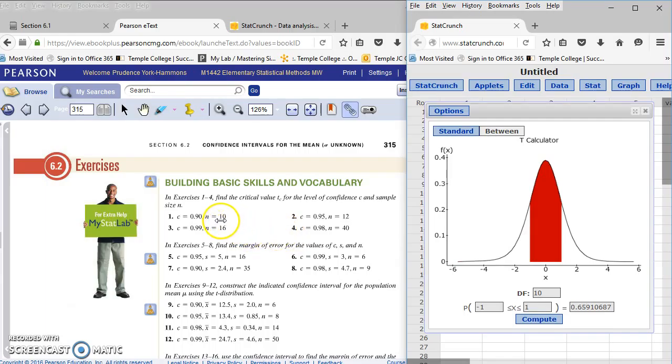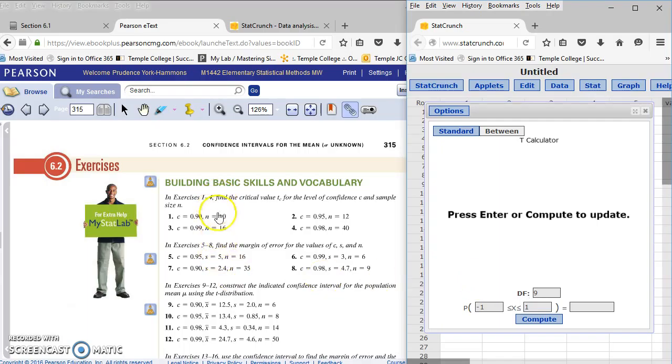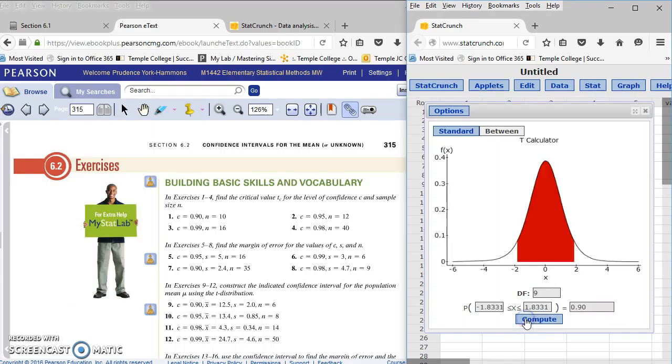Since n is 10 in number 1, the degrees of freedom would be 10 minus 1, or 9, one less than your sample size. The area under the curve is determined by our value for C, which in this case was 0.90. So I type the area under the curve in based on the C value they give me, and I click compute. You notice that it is symmetrical, just like the normal curve, although this is a T distribution, and it says that it's from negative 1.8331 to positive 1.8331. So the C value to 2 decimal places would be 1.83. In my stat lab, they'll either ask you for 2 or 3 decimal places, so it could be 1.833 if they wanted you to round it to 3 decimal places.